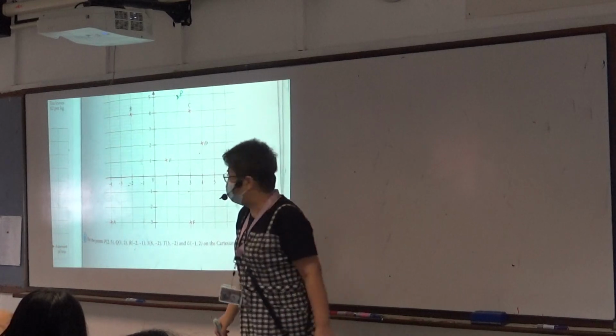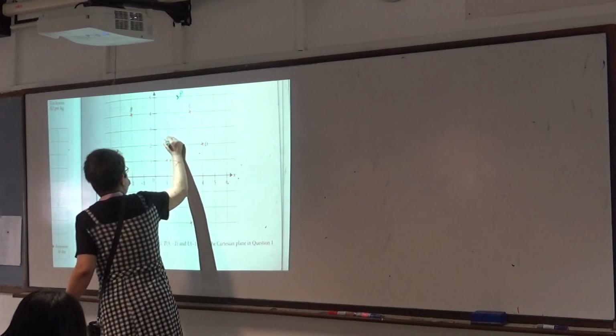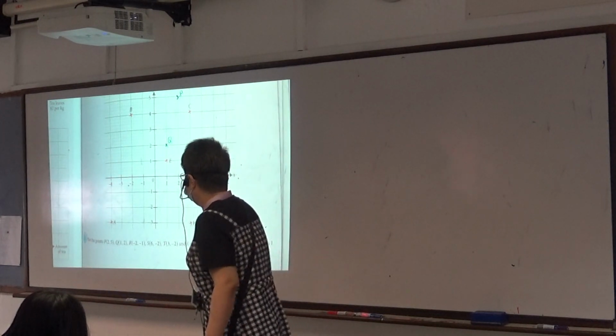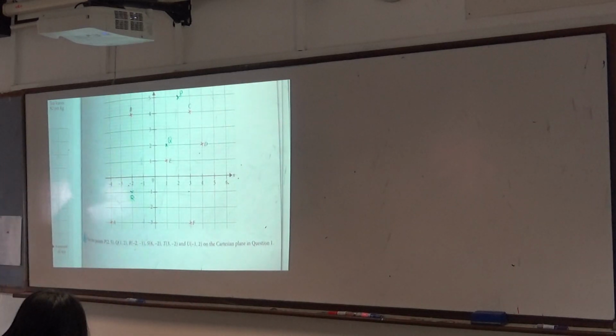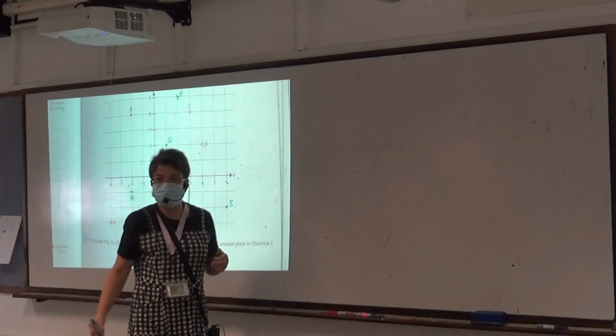Correct. Now where is Q? (1, 2). So this is my Q. Am I right? What's the next point? R is (-2, -1). So this is my R. What about S? (6, -2). This is my S, right?